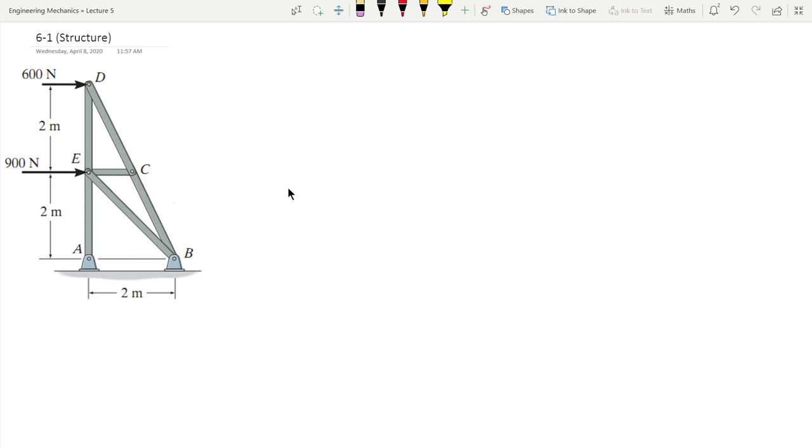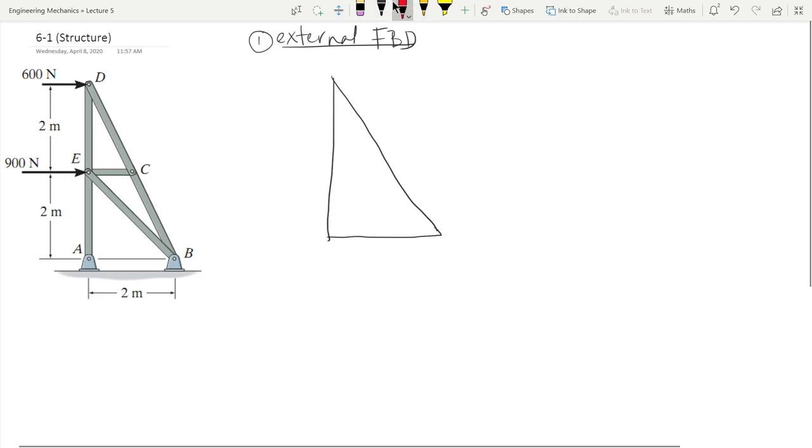Alright. So, step number 1. We are going to construct a free body diagram. So when we are doing the free body diagram, we're going to do number 1, external free body diagram. So let's solve external free body diagram first. So when we're looking at external, we're just gonna draw back the structure. Let's draw it as a rectangle, it's fine. So, like so.